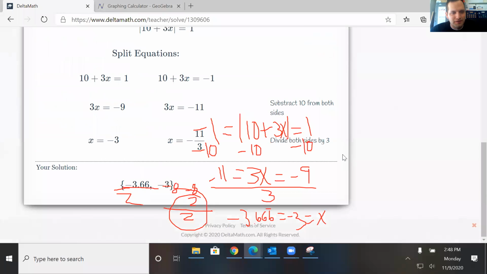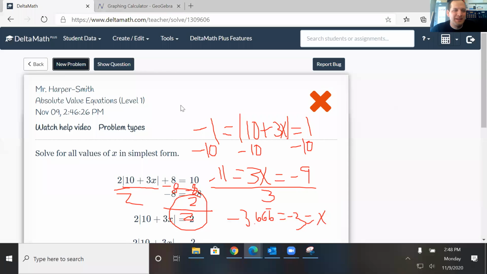What did we do wrong? Oh, they wanted us to leave it as a fraction. Negative 11 out of 3. No! That happens. That definitely can happen.